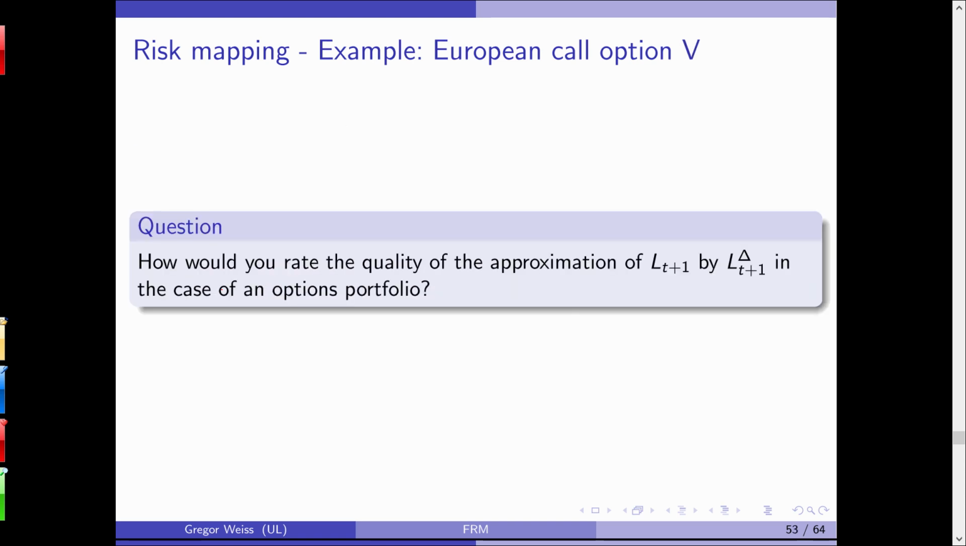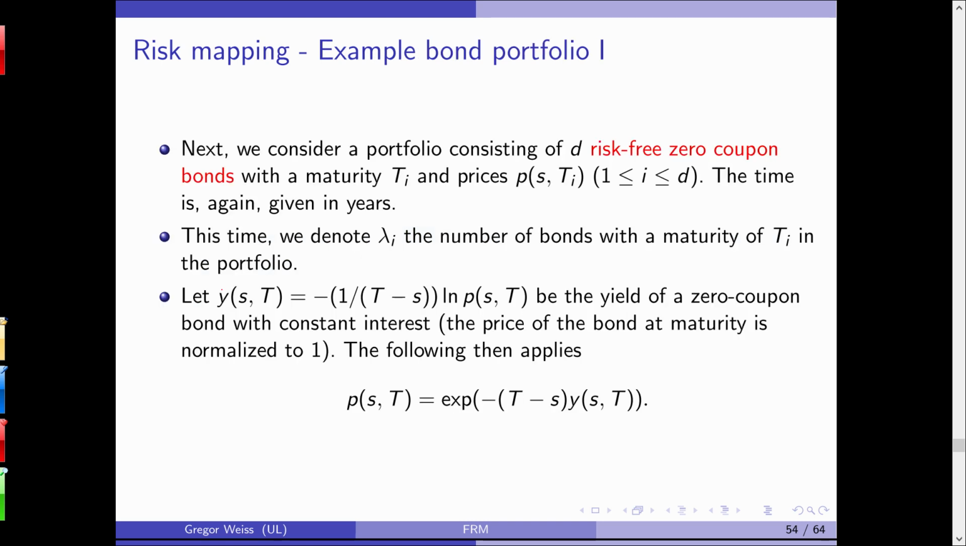Okay. Now, how would you rate this approximation? I've already talked about this. In this case, you can do this, but again, the pricing function and the loss distribution is highly nonlinear. So if you use a linear approximation to a highly nonlinear risk mapping, you will get a high approximation error, thus high model risk.